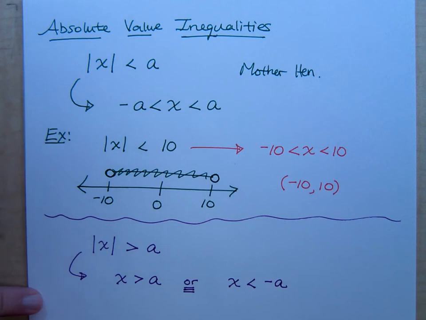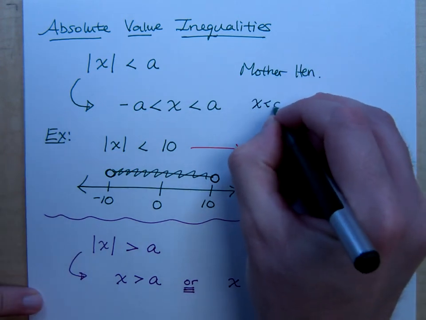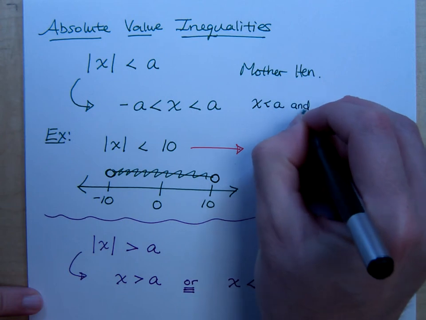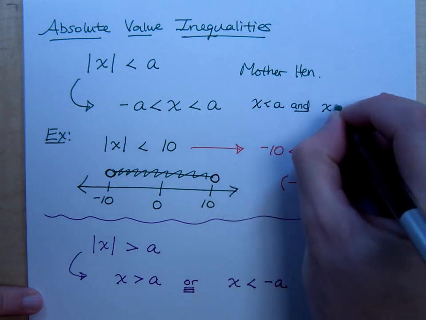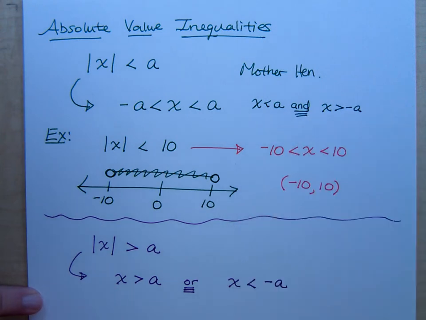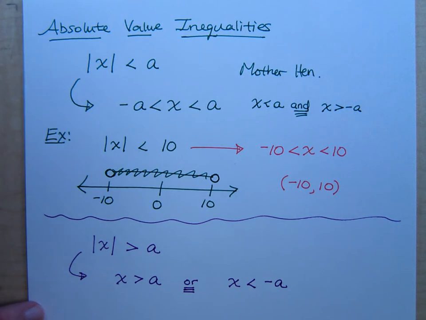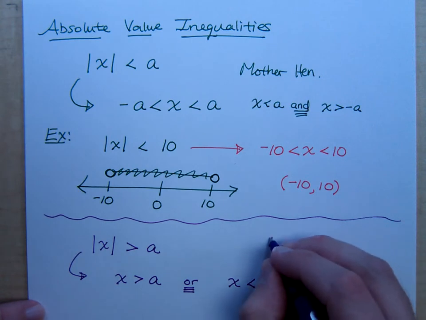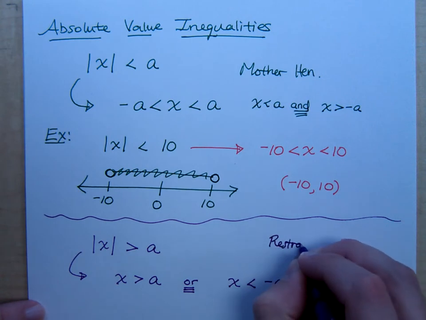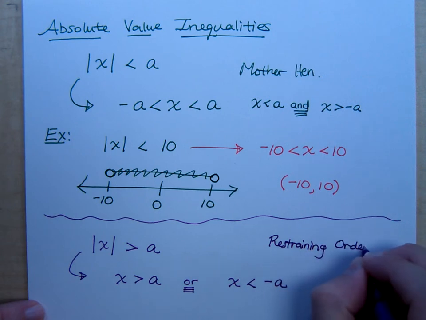If you rewrote this guy, we're saying that x is less than a, and x is greater than negative a, an intersection. That's why we have just this one piece right here. But when I'm talking about or, that means I have the potential to have two sections. So this is what we call our restraining order. At least that's what I call it.